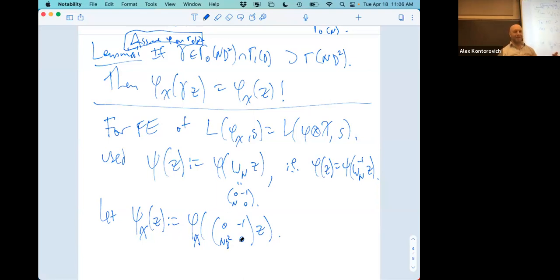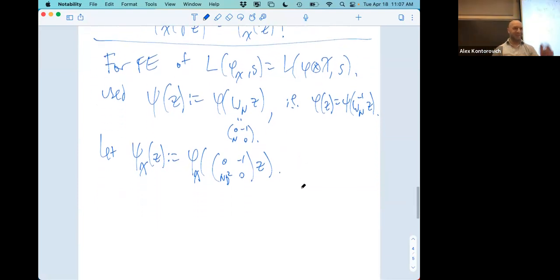That was because the C element has to be 0 mod n. Now the C element has to be 0 mod ND squared. Oh, it's just, for phi twisted by chi, you're just saying literally the same thing. Yes, let's try the same thing. And let's see if it works. This is invariant under conjugation. Well, let's see.